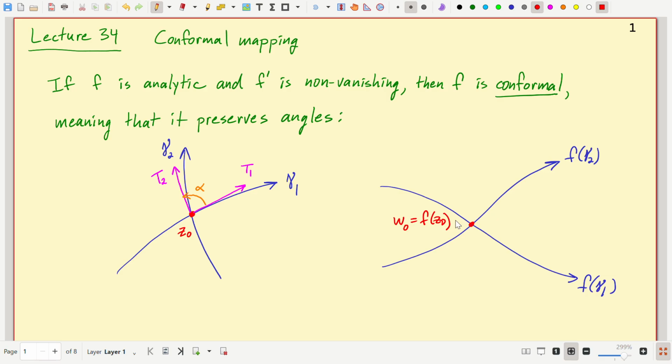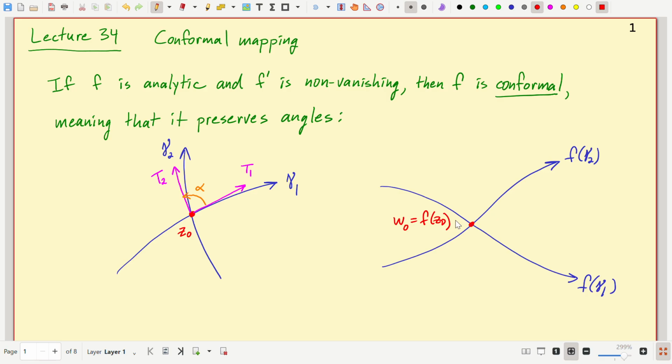And so the picture for a conformal map is if I have two curves crossing at angles alpha there, and notice I'm going to go from gamma 1 to gamma 2. That's also the sense of the angle is going to be preserved. So that's a counterclockwise alpha there, going from T1 to T2 in the counterclockwise direction.